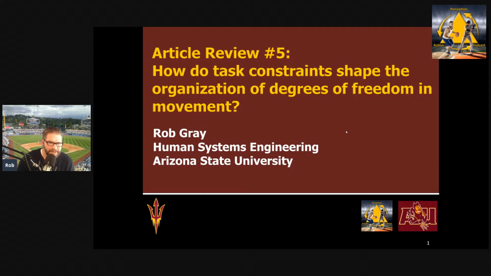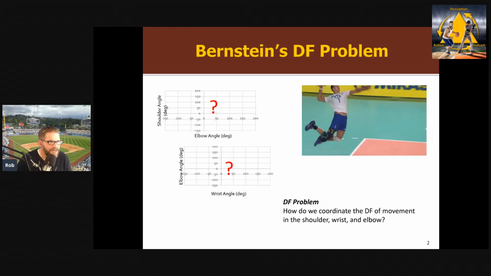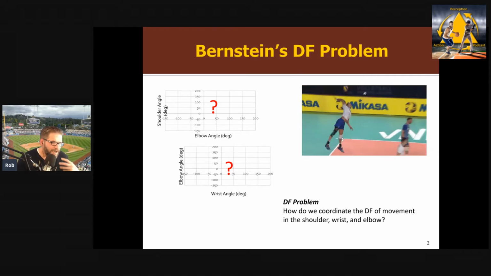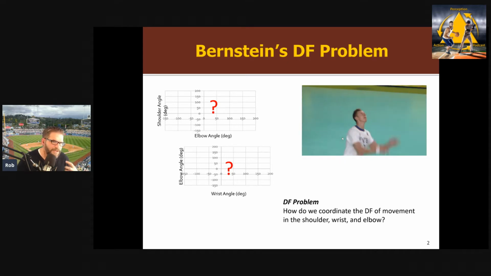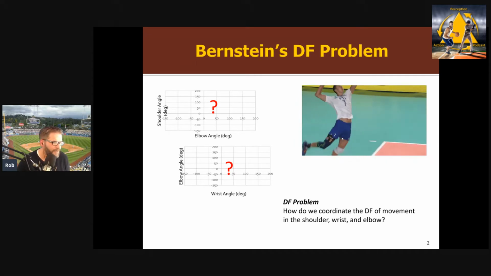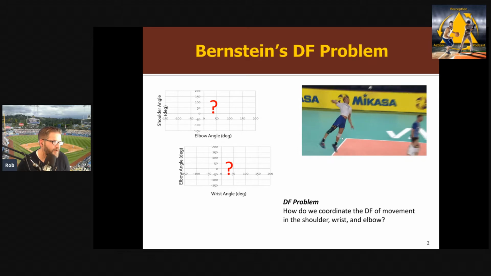In this one, the topic is going to be focusing on the organization of degrees of freedom in movement and talking about motor synergies. What we're essentially talking about here, of course, is Bernstein's classic degrees of freedom problem. So I like to illustrate this with talking about serving a volleyball. The classic problem of Bernstein is how do we choose between the multiple, almost infinite number of possible options we have for joint configurations when performing a task like serving a volleyball, right?